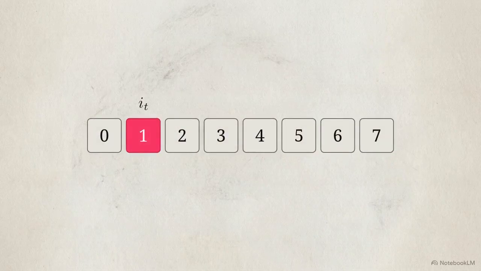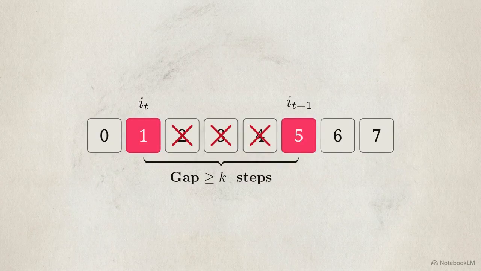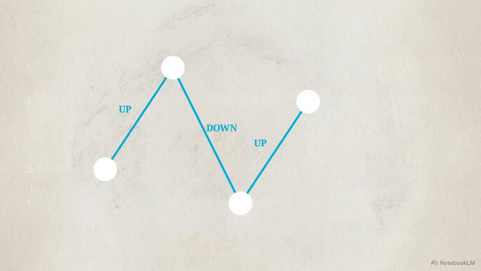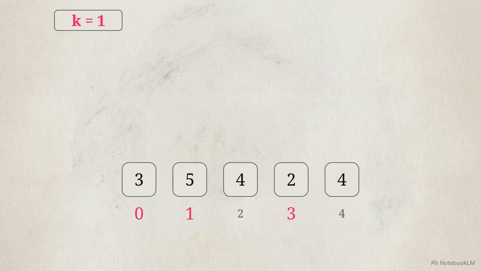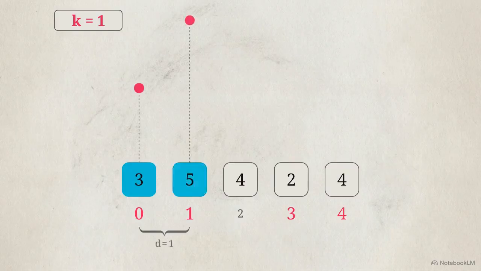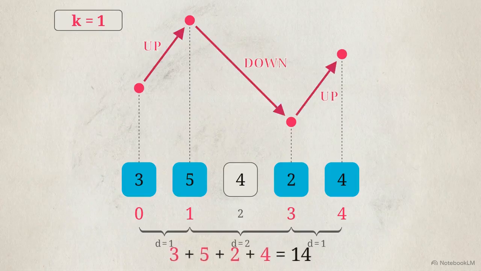First, a distance constraint. Every consecutive pair of chosen indices must be separated by at least k steps. Second, the values of those elements must strictly alternate. They have to zigzag. Every step must oscillate from a lower number to a higher number, or vice versa. Ties are not allowed. In an array of 3, 5, 4, 2, and 4, with a k of 1, the optimal pick targets indices 0, 1, 3, and 4. The values, 3, 5, 2, and 4, step up, then down, then up, totaling 14.